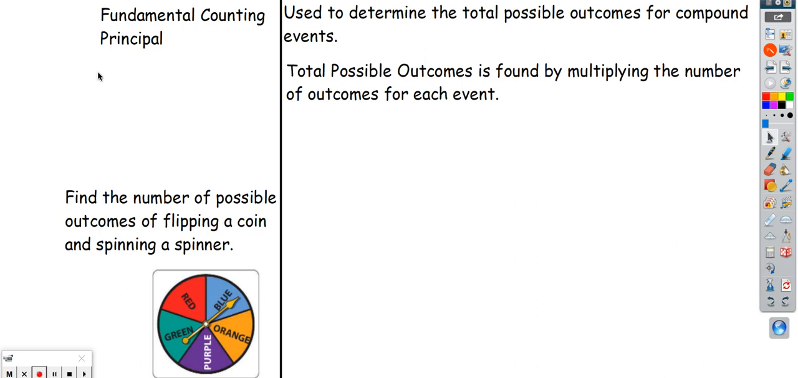So let's look down here. It says find the number of possible outcomes of flipping a coin and spinning a spinner. Now remember, you want to start by naming the events that you're given. In this case, what are the events? They are the coin, which has a heads or a tail, 2 possible outcomes. And they are the spinner, which has 5 different colors. So in order to find out the total number of outcomes, just like we've been doing, it is 2 times 5, which gives us 10 total outcomes.